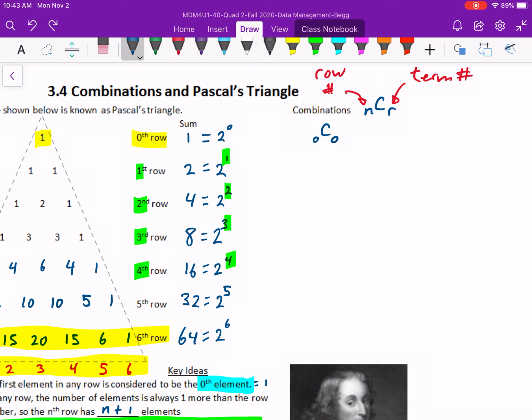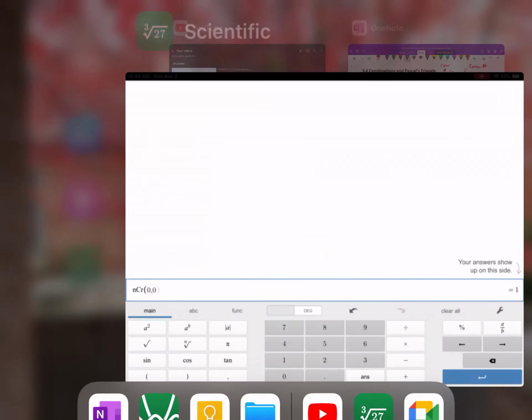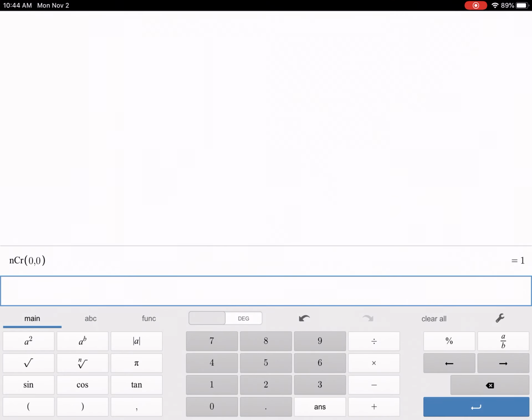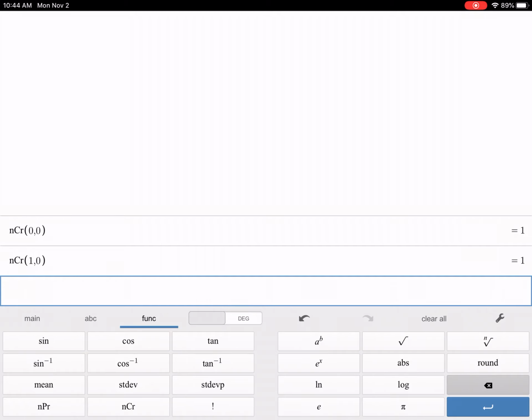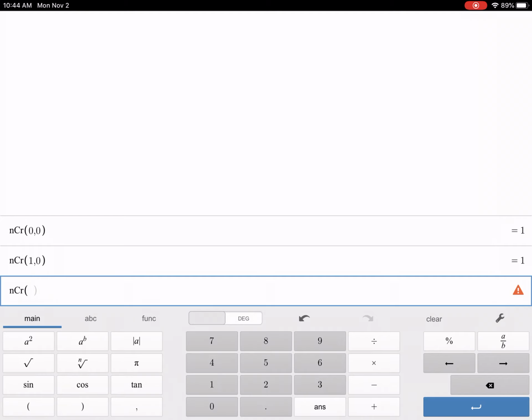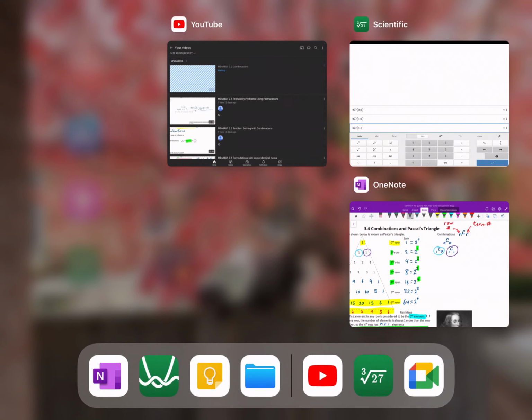And then the next row down, the first row, 0th term, and then the first row, term 1. Those should also equal 1, right? This one in purple should equal this one in purple on the left. So let's do 1 choose 0 and 1 choose 1 and see if we get the same thing. 1, 0. Yes, that equals 1. 1, 1. Yep, that also equals 1. So it seems to be working. Let's try a couple more.